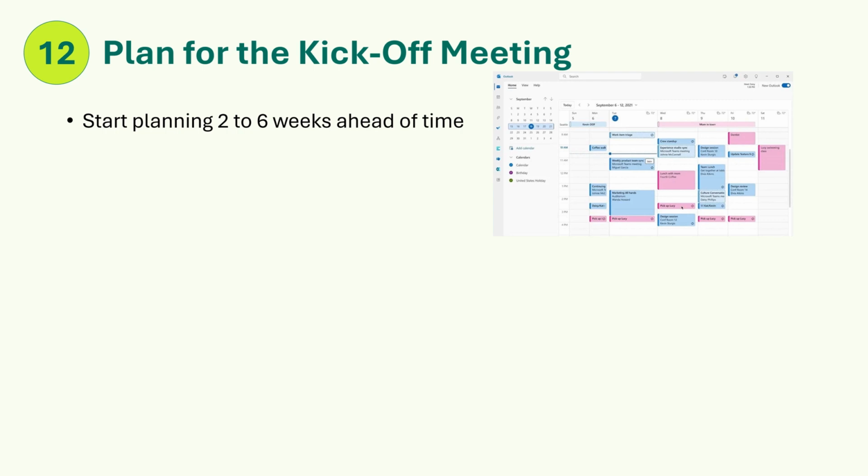Step 12. Plan for the kickoff meeting. Start planning 2 to 6 weeks ahead of time. A kickoff meeting is a chance to meet with the team and stakeholders before the project starts to align on key details, plan for the work, and get buy-in on critical milestones. At the end of the meeting, the entire team should have a shared understanding about what the project is, why, and how the work will be accomplished.